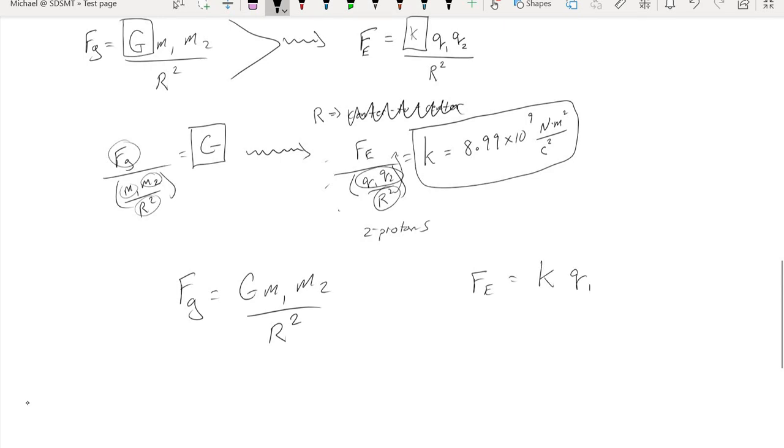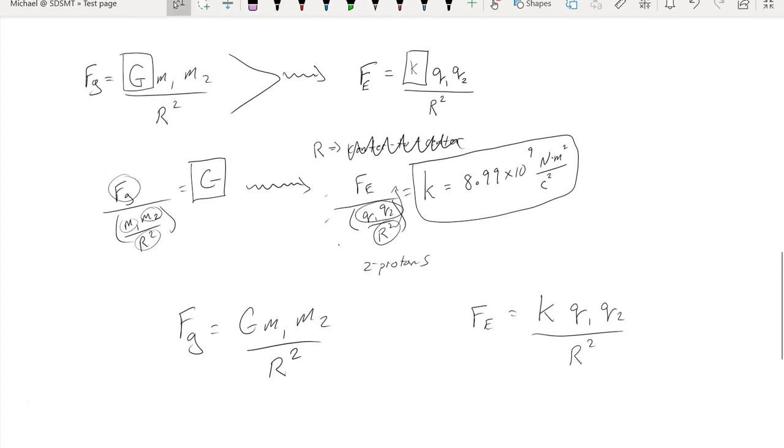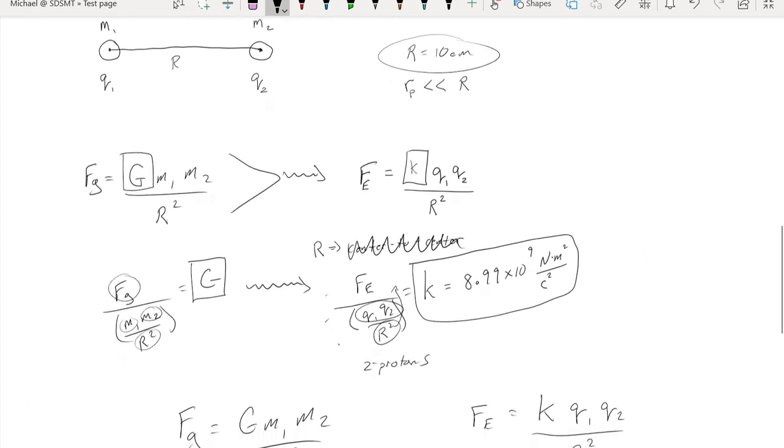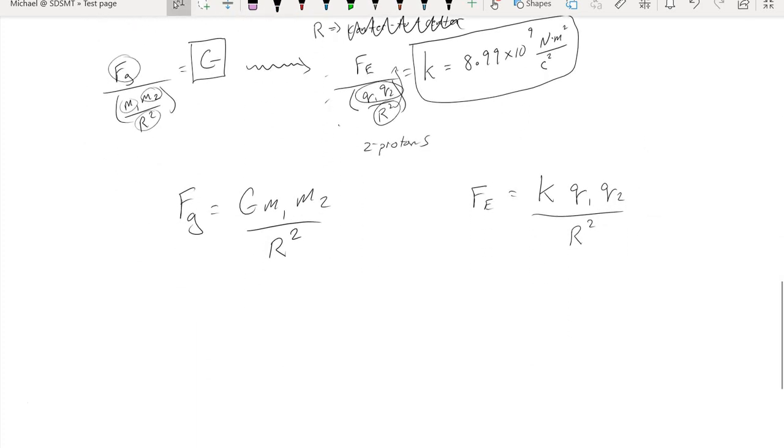And given the mass and charge relationships, which one is stronger? The gravity force or the electric force? Well, we said that these two protons were going to be 10 centimeters apart, so we can go ahead and put 10 centimeters into the denominator.